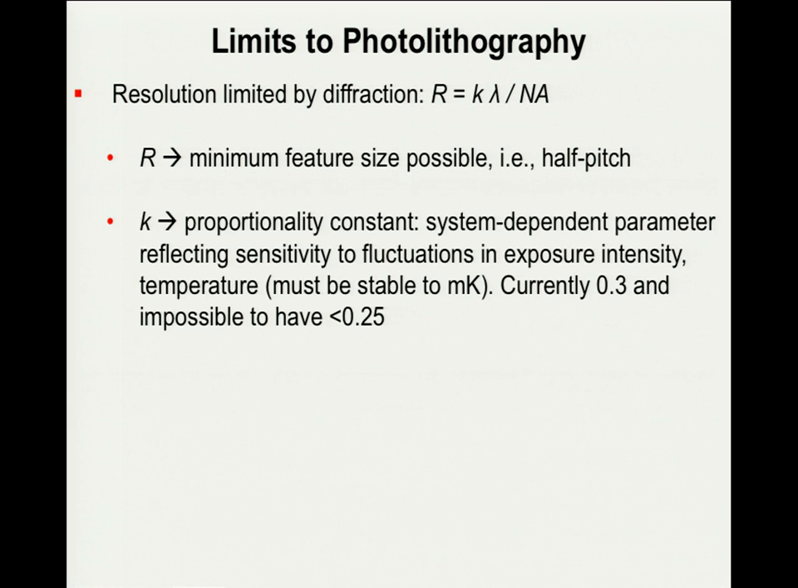K is the proportionality constant, which is a system-dependent parameter that reflects sensitivity of the system to exposure intensity and temperature. When you're talking about making devices that have line widths of only 14 nanometers, if you have a little bit of thermal expansion and contraction, your resolution goes to crap. So you must be stable to within thousandths of degrees Celsius or Kelvin. Currently, a proportionality constant of 0.3 is considered good, and the industry says it's impossible to get this below 0.25.